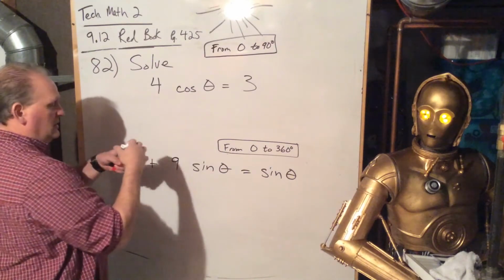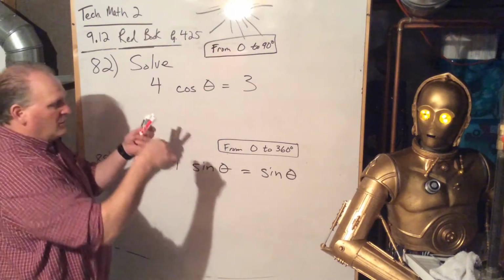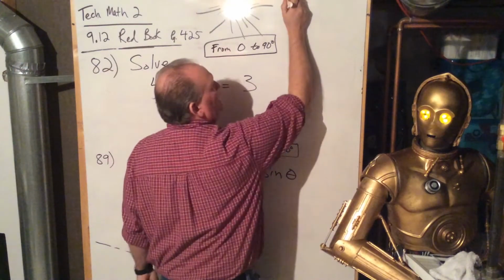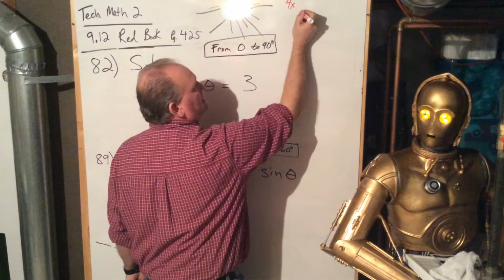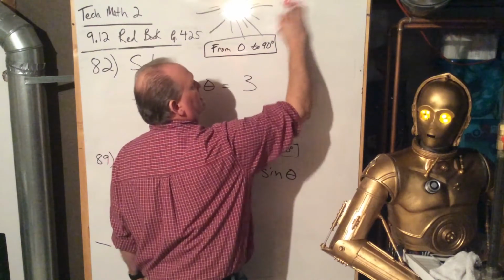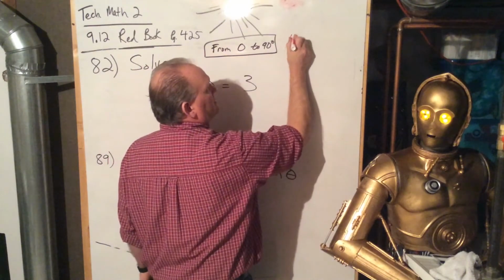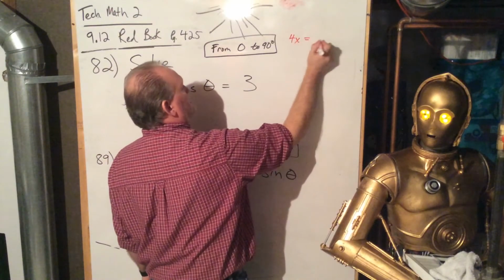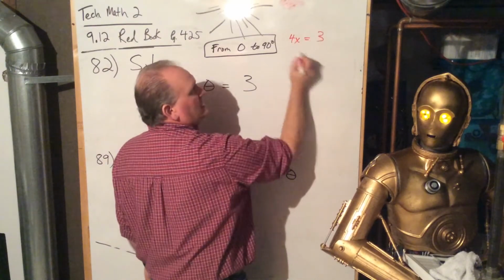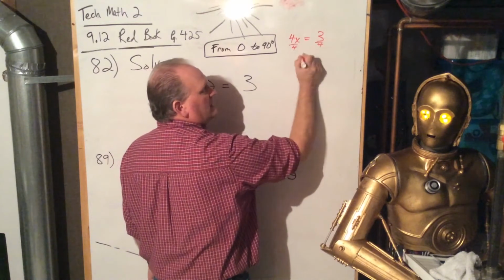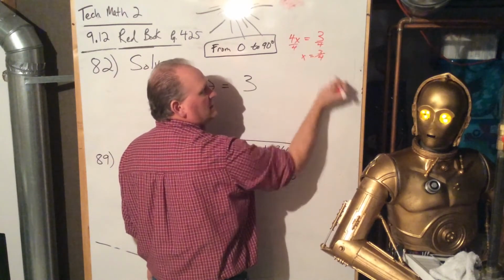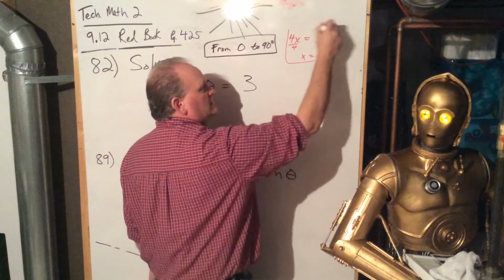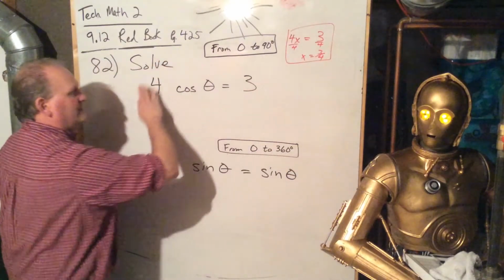And so let's go to our Wayback Machine. If I had 4x is equal to 3, you would just divide both sides by 4, and then x would equal 3/4, or 0.75. So we're going to do the exact same idea.